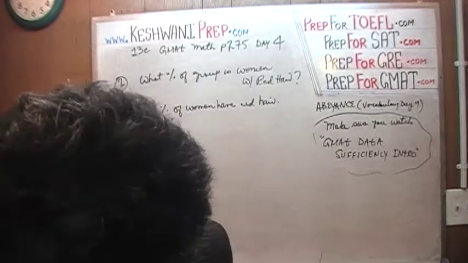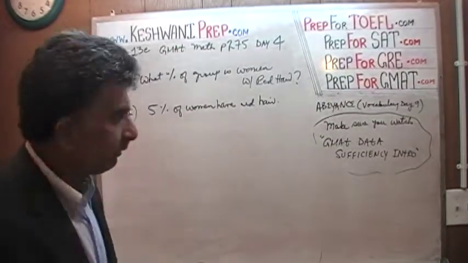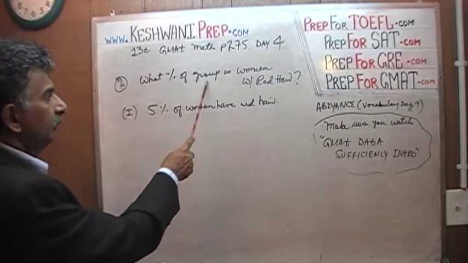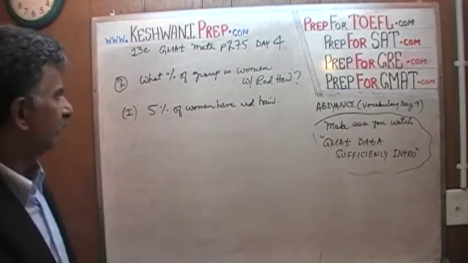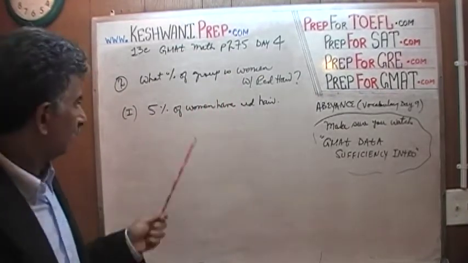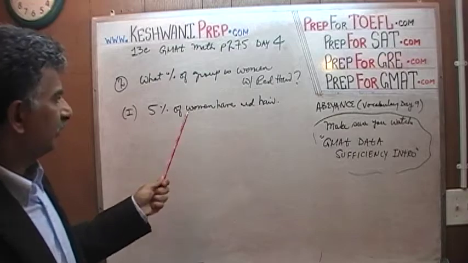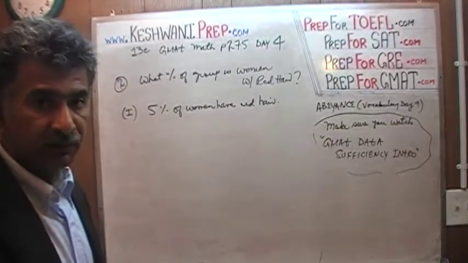Question number 2. It says, what percentage of the group is, rather not are, what percent is singular, what percent of the group is women with red hair? The first statement tells us that 5% of women have red hair. It is a data sufficiency question.